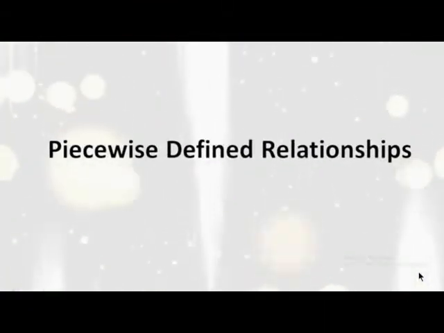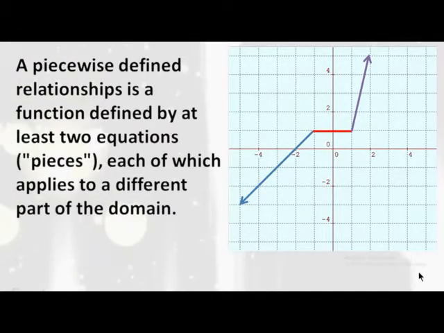Piecewise defined relationship. A piecewise defined relationship is a function defined by at least two equations or pieces, each of which applies to a different part of the domain. What is domain? Domain is all the numbers on the x-axis, and this is the piece of this piecewise defined function.